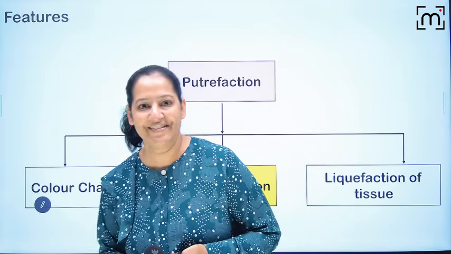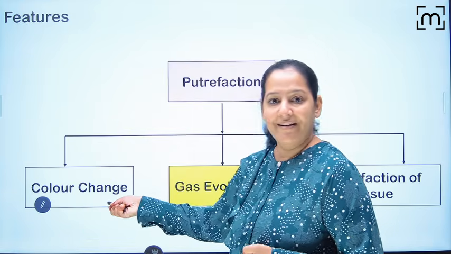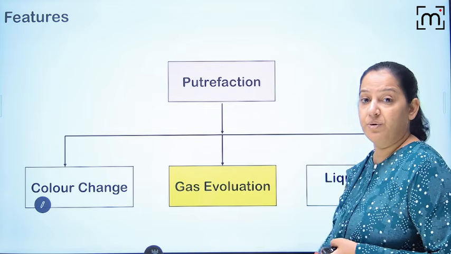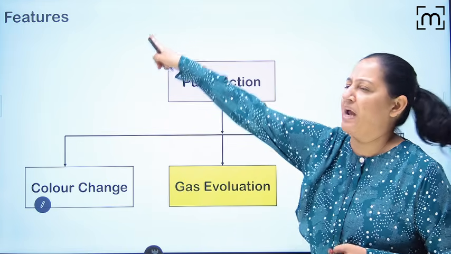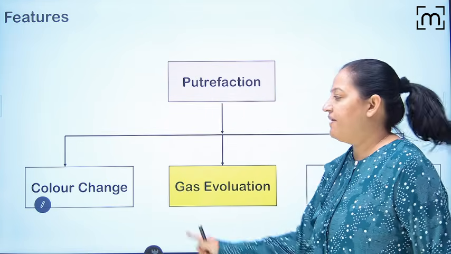Okay, got it? So color changes are done. Now coming to gas evolution. I'm teaching you the 3 cornerstones, the 3 main features of putrefaction. We have seen color changes.